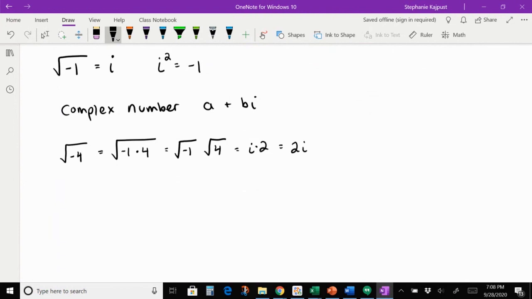So basically, the way you can think about it is if you're taking any square root with a negative, just pull the negative out by turning it into an i, and then you just work with your square root of whatever's left over.